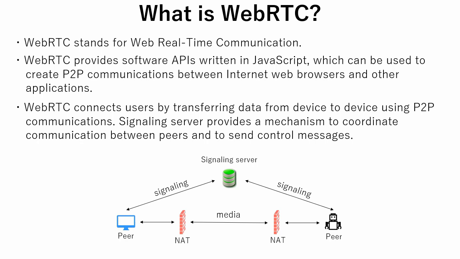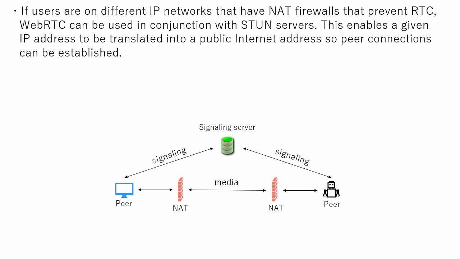Signaling server provides a mechanism to coordinate communication between peers and to send control messages. If users are on different IP networks that have network address translation firewalls that prevent real-time communication, WebRTC can be used in conjunction with Session Traversal Utilities for NAT servers. This enables a given IP address to be translated into a public internet address so peer connections can be established.